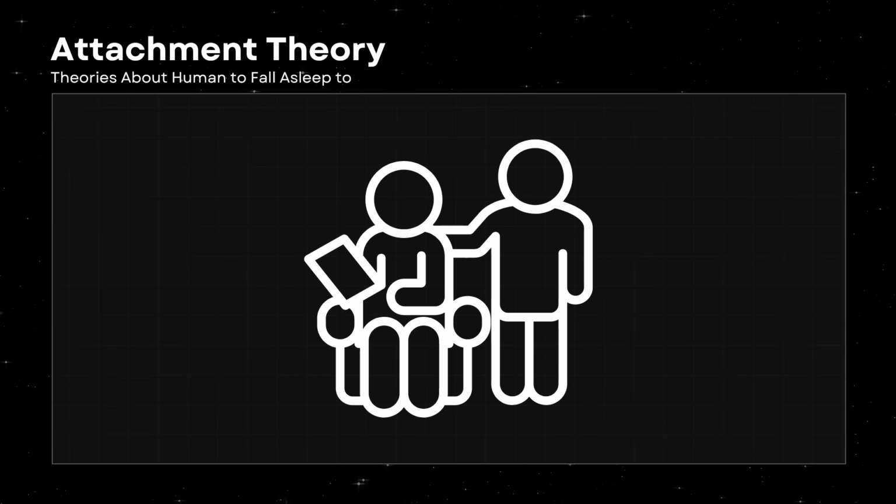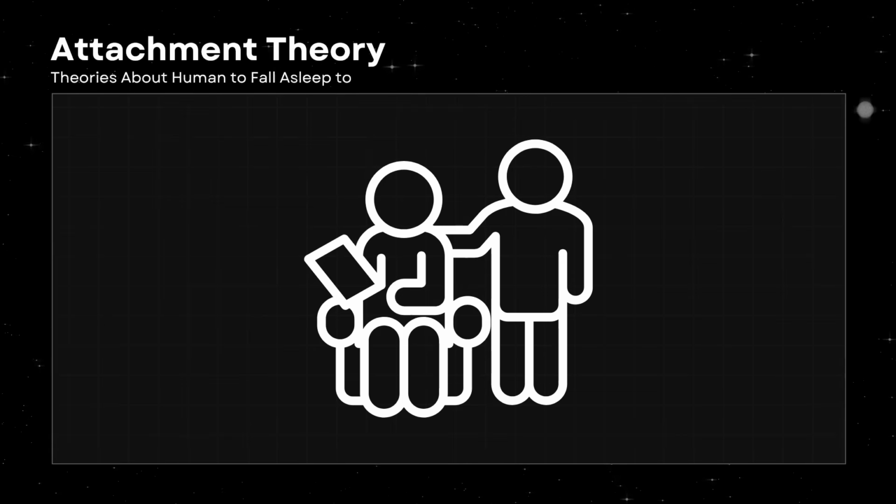Some children showed what's called secure attachment. When the caregiver left, the child became upset, but calmed down quickly when the caregiver returned. These children trusted that their needs would be met. They explored the room, but checked in with their caregiver. In daily life, securely attached children tend to show confidence, curiosity, and comfort in relationships.